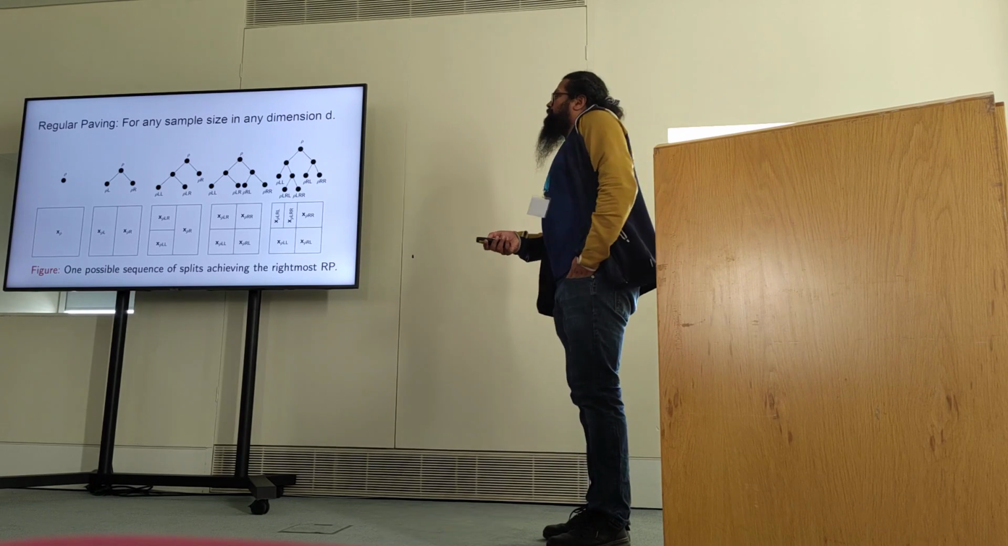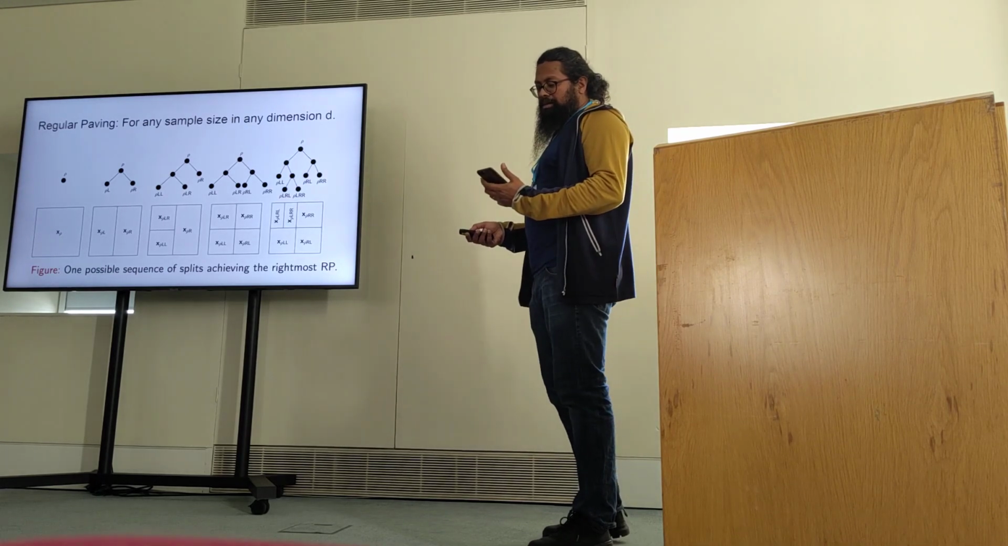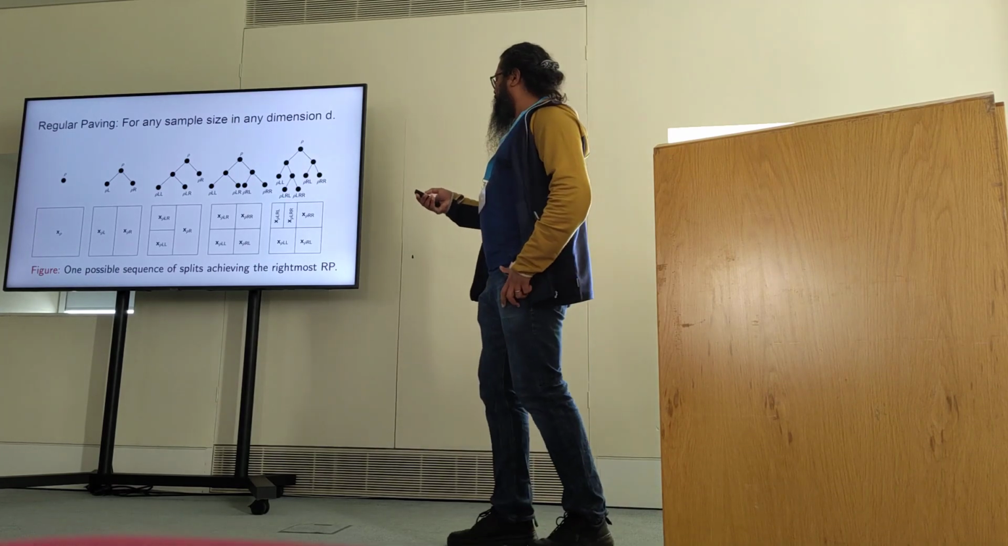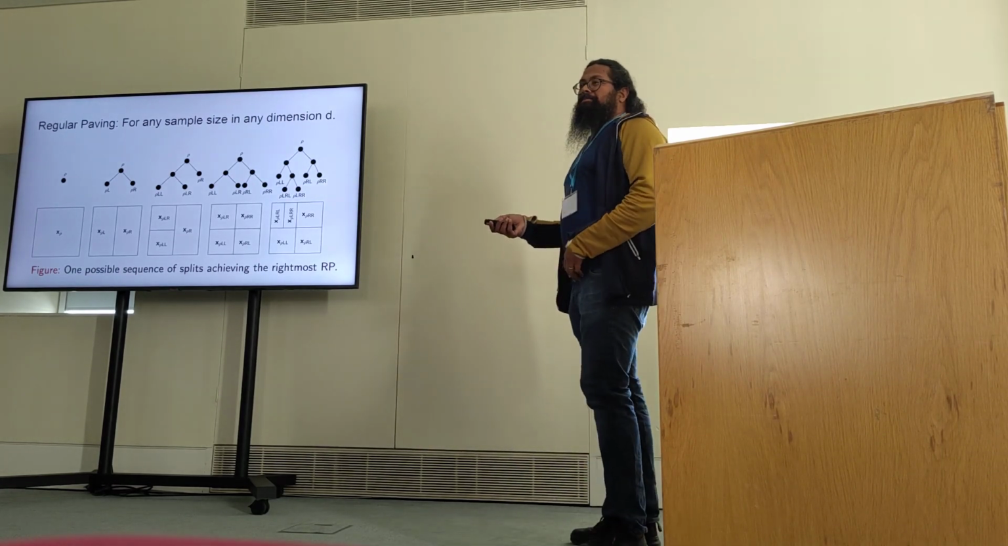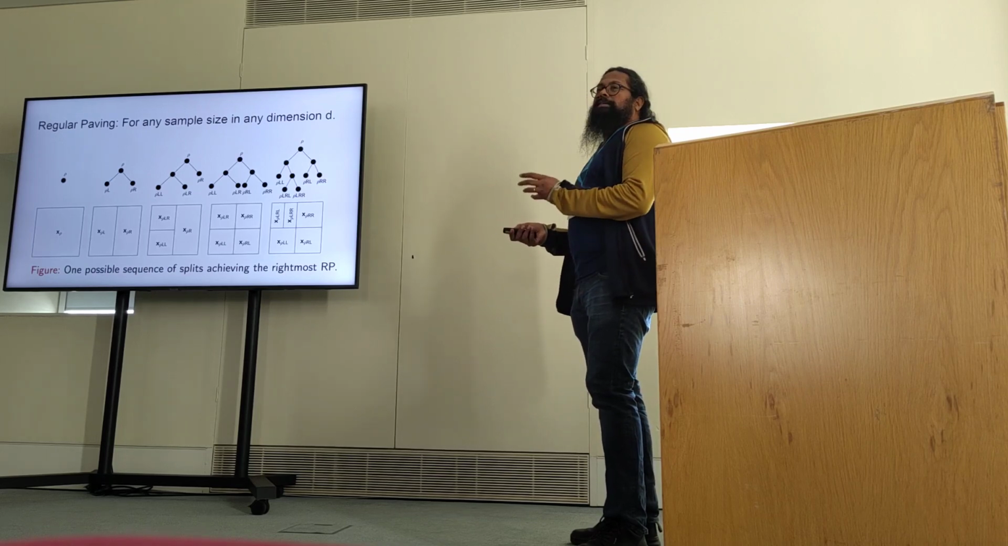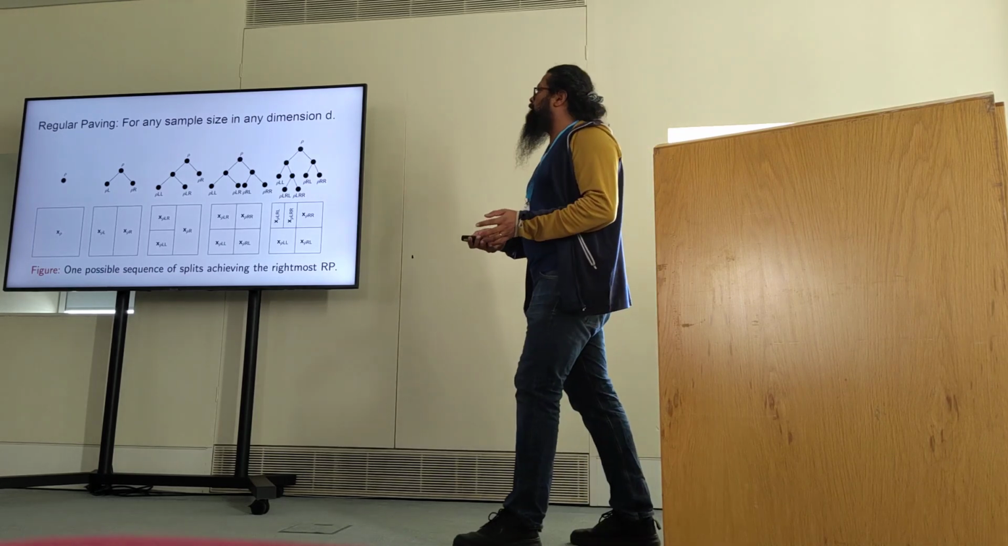So what is the trick that makes all of this work? Boy, I have like 11 minutes left or something. Okay. So the regular paving is the main object, right? So I want to spend a tiny bit of time on how this actually works.